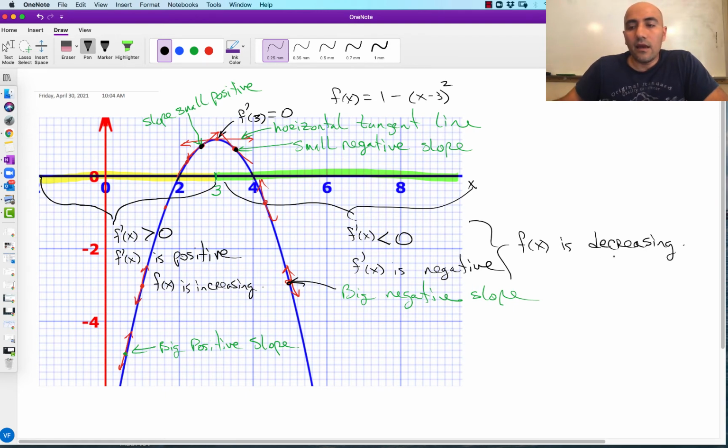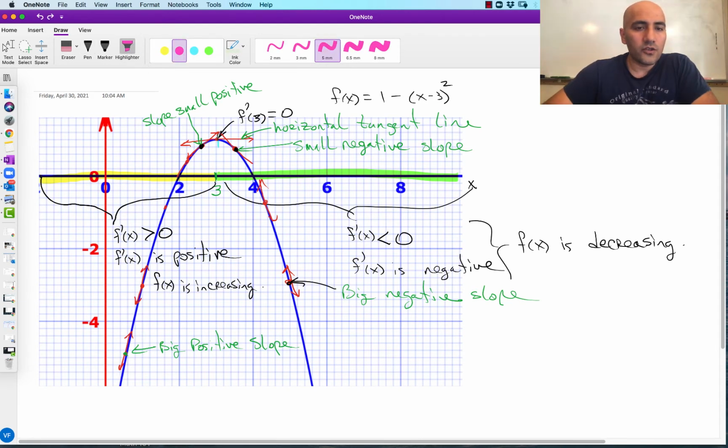And again, don't make the mistake of thinking that decreasing automatically means that the function is negative. It doesn't have to be. This whole portion over here, starting from 3 to the right, the function is decreasing. Let me put it in a highlighter. So starting from here to the right, everything coming down this way, everything over here, the function is decreasing.